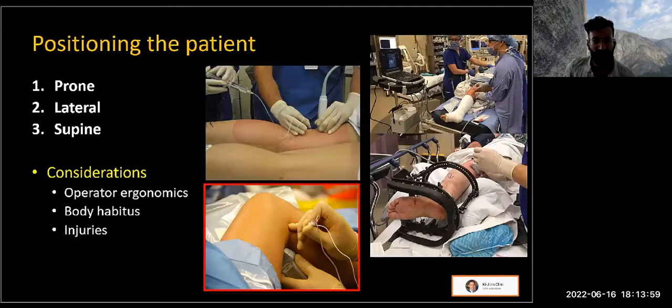but certainly there are a number of operators who love to block the popliteal fossa in the supine position. I find that I get a lot of hand fatigue from pressing the ultrasound probe against gravity into the popliteal fossa, especially if the leg's not well supported. Then you're kind of having to support some of the weight of the leg as well.